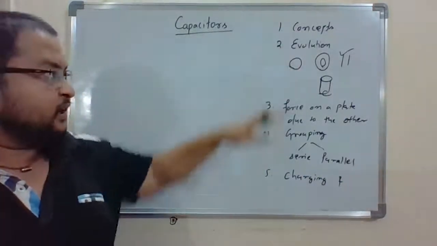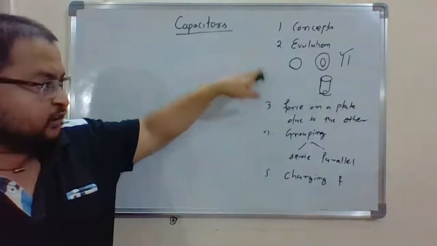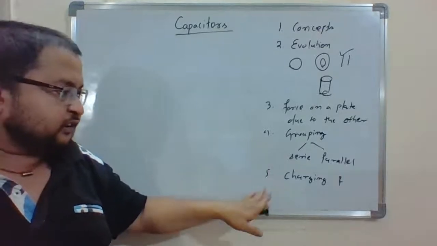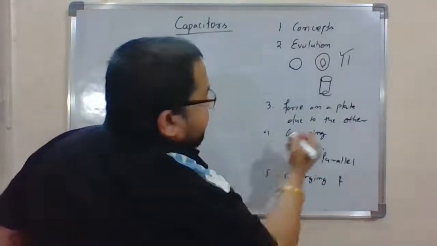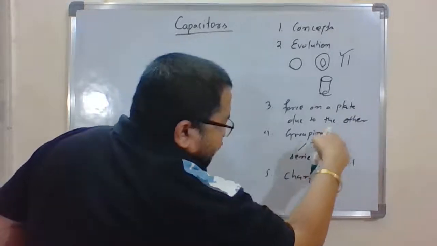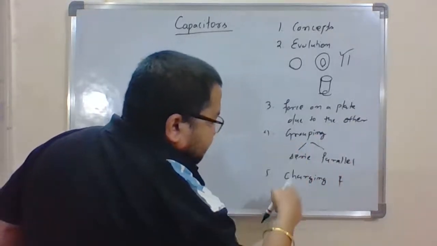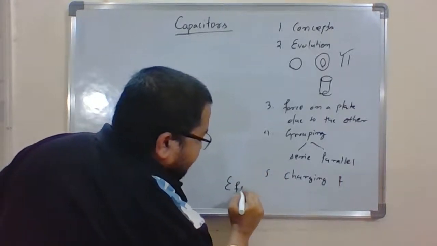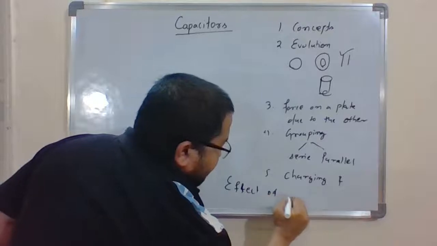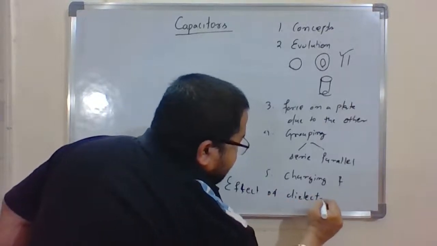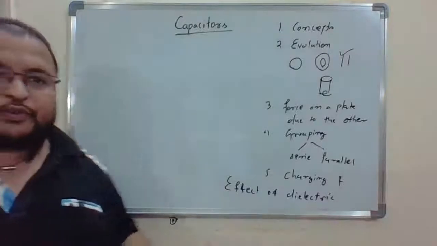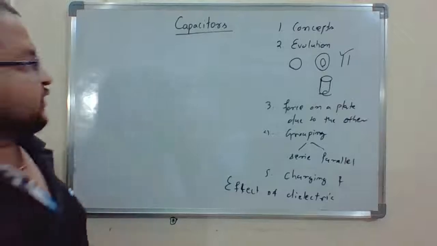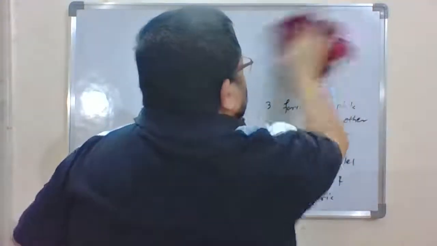So this would be the flow of topics: concepts, evolution of capacitors, force on one plate due to the other, grouping of capacitors, charging and discharging. Yes, one part I missed out. Before going into grouping, between grouping and charging and discharging of capacitors, we will also see the effect of dielectric. So this would be our flow of topics for capacitors. So let's get started, students, with the concepts.